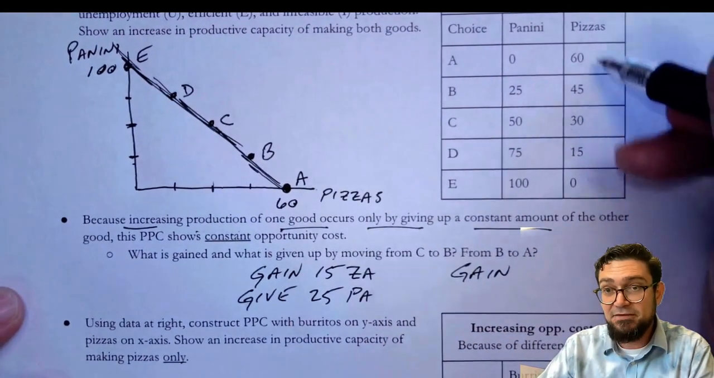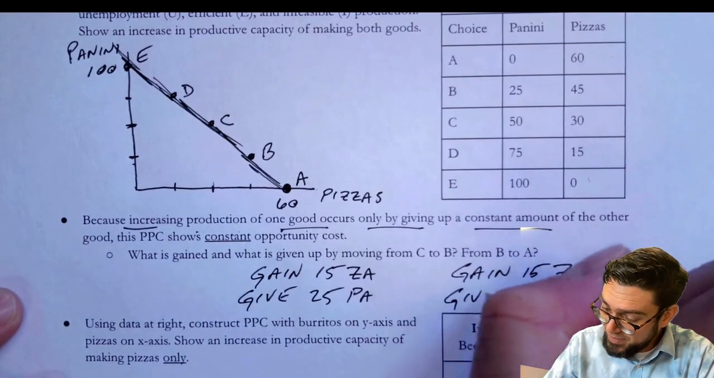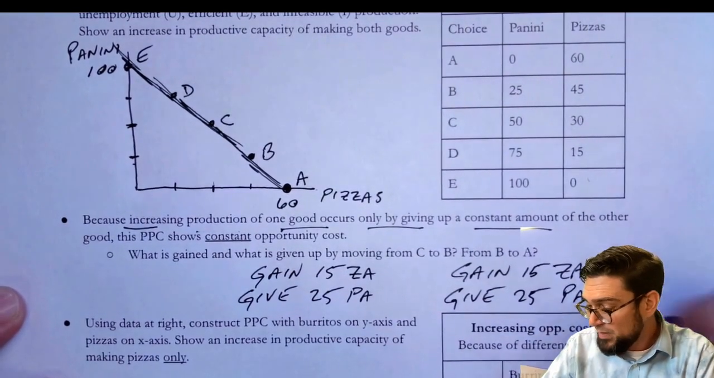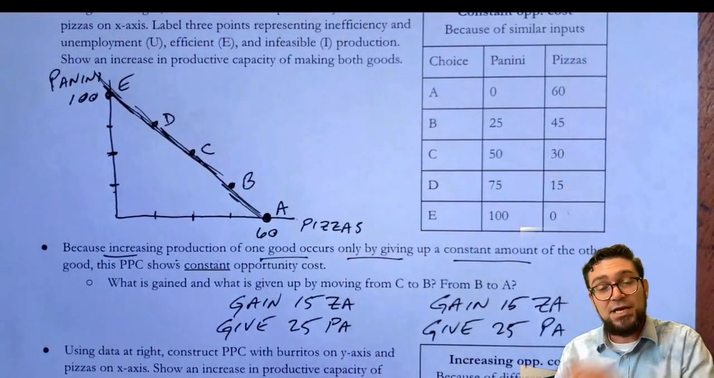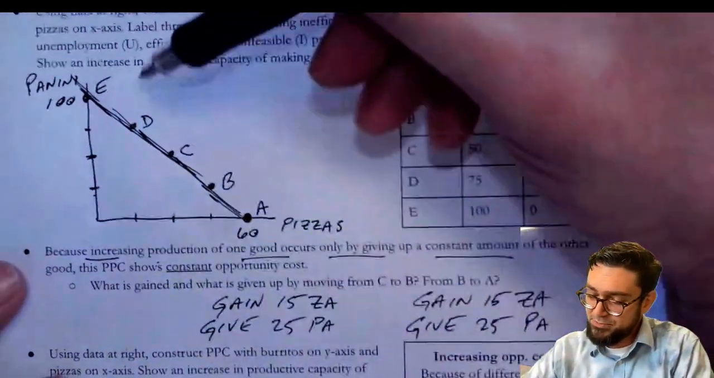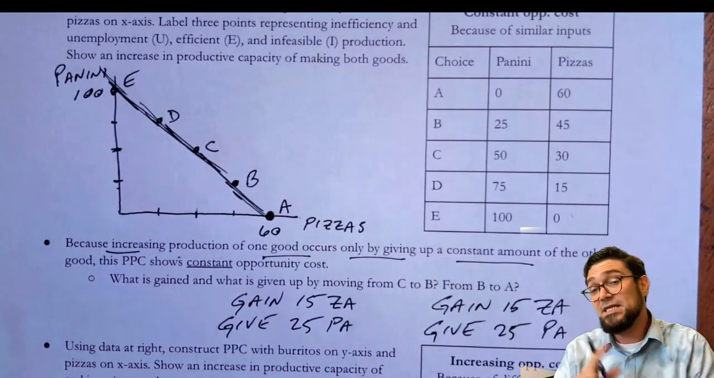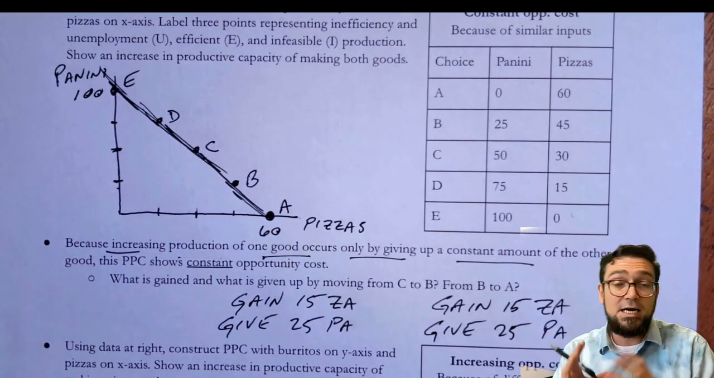When we go from B to A, 45 to 60, that's again 15 za. And what do we give up when we go from B to A? Well, we give up 25 panini. And so the ratio of what we gain to give up stays the same throughout the entire range. In fact, if we reverse direction, it doesn't matter which direction it is, we're going to get the same ratio. It'll stay the same throughout the range of production. And that tells us that we have constant opportunity cost.